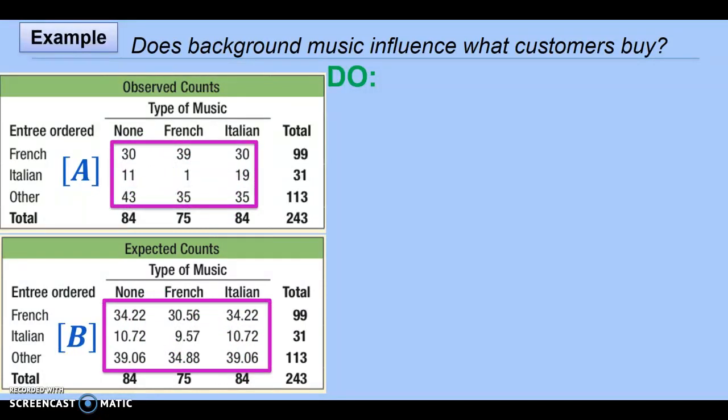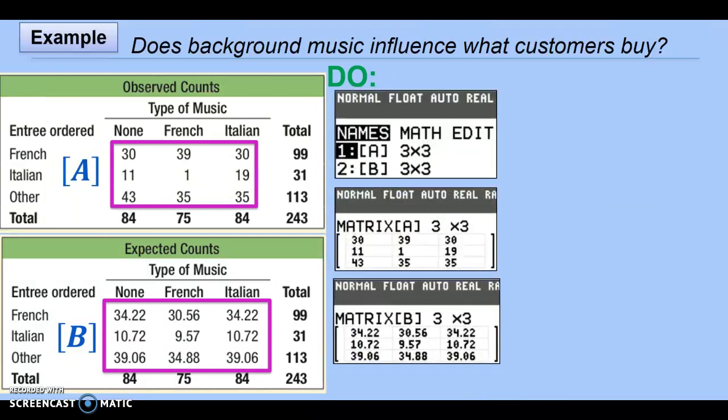You're going to use the matrices when you have the two-way table. So again, we're looking at the French and the Italian and the other type of entree versus the type of music. Okay? So we are creating an observed matrix and then an expected matrix. That's kind of what I clipped here for you.